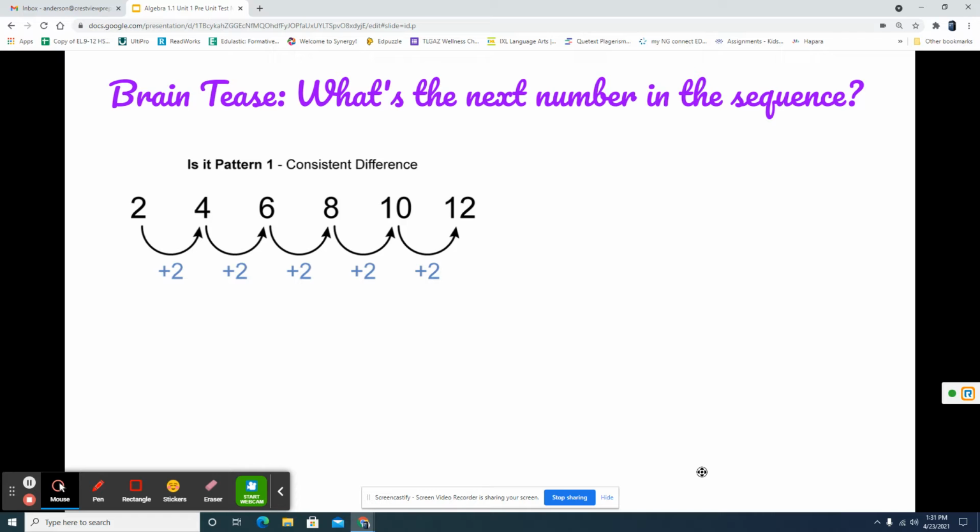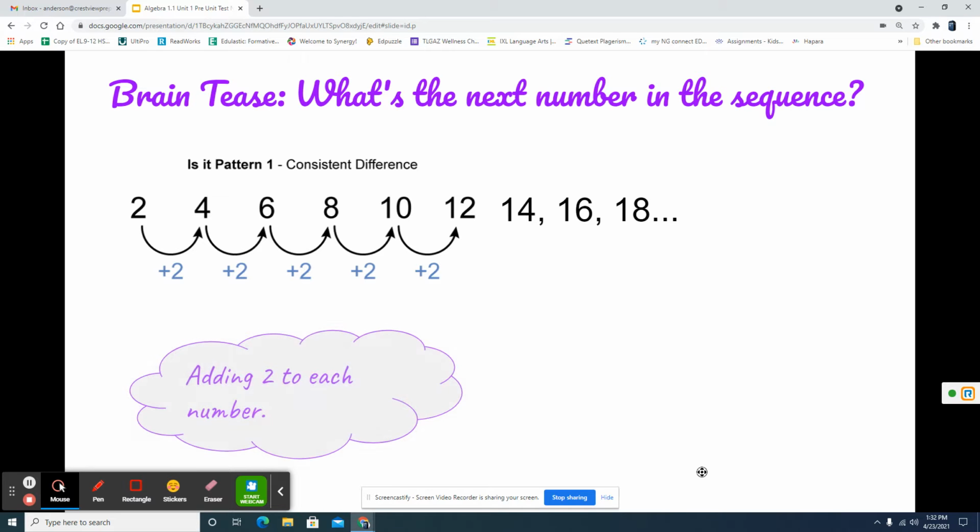Brain tease, what's the next number in the sequence? You're looking for patterns and you're looking at the consistent difference. You're adding 2 to each number in this sequence of numbers. So that means the next numbers would be 14, 16, and 18.